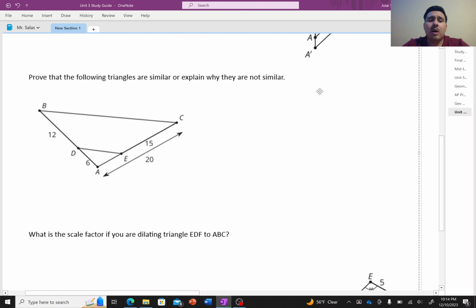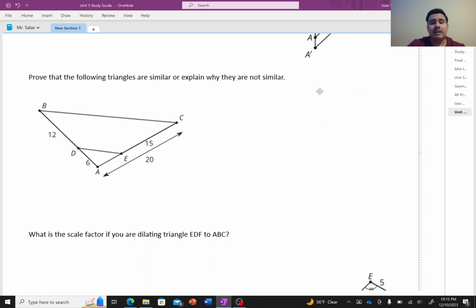Today we're going to be looking at problem number 2. Problem number 2 says, prove that the following triangles are similar or explain why they are not similar. Before we even jump into this problem, I have to let you know there are two ways in which we can determine whether a triangle is similar or is not similar.